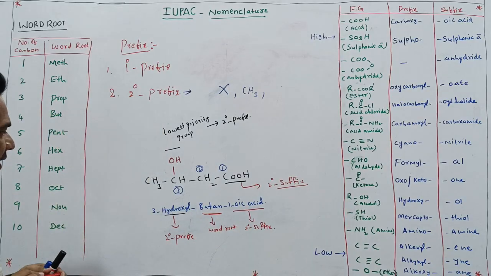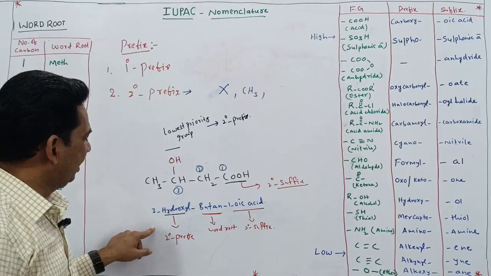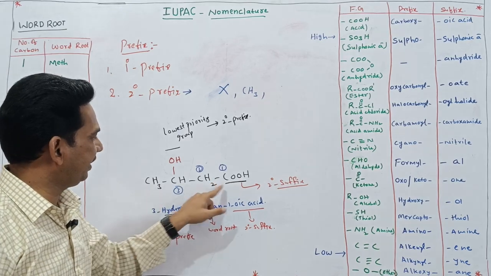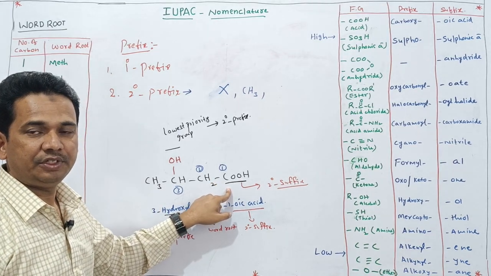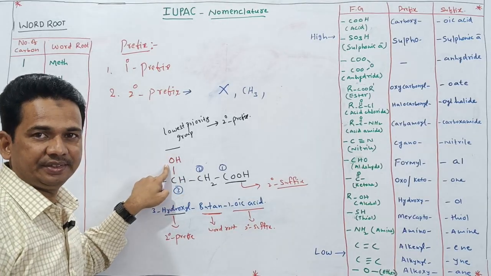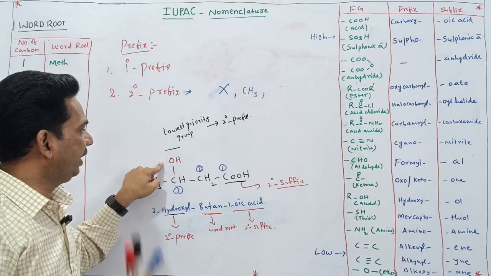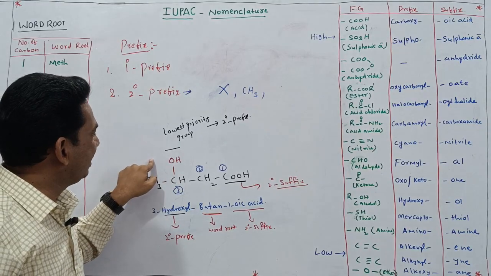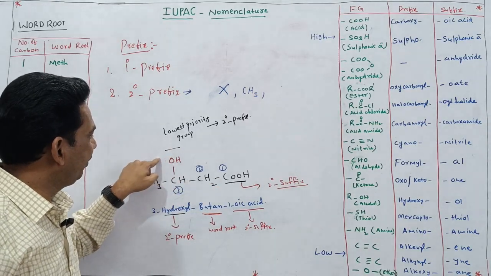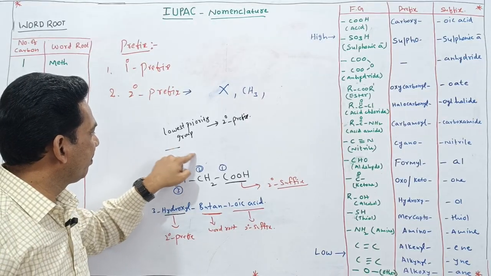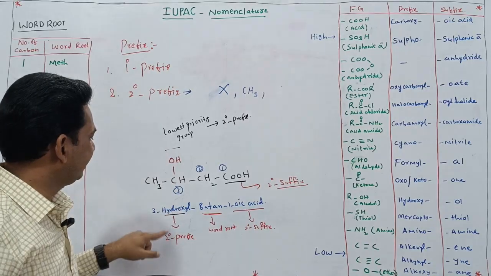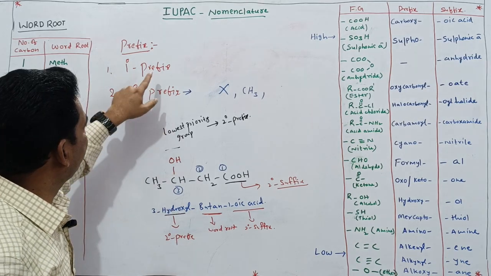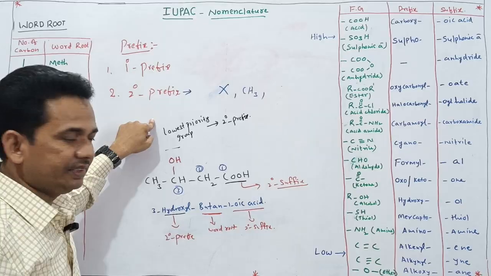I hope you understand the secondary prefix. A secondary prefix is always something that is not part of the compound, not part of the chain. We write it as the substituent. Not only hydroxy, you can take any halogen: chloro, bromo, iodo, anything. All of them are lower in priority than the acid group. That's why we mention this lowest priority group as the secondary prefix. This is about the primary prefix as well as the secondary prefix.